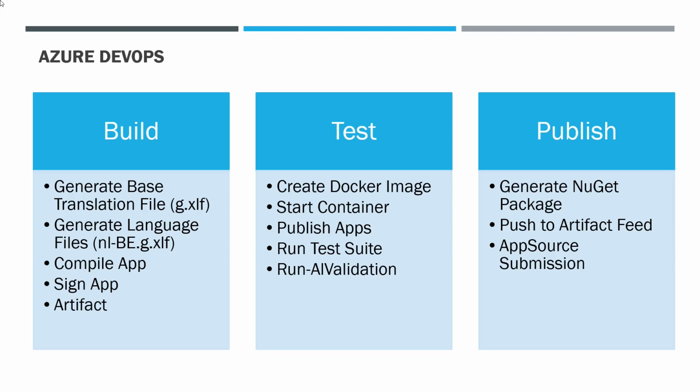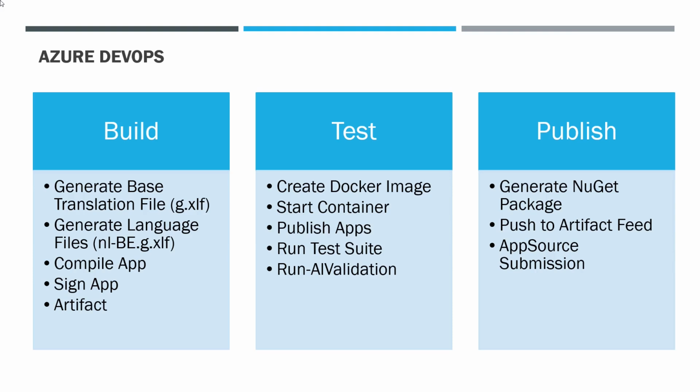So in that case, in our build step, we're going to compile the app twice. The first time to generate that base translation file, and the second time to compile the app including the language files. So there are two times where we're depending on the BC container helper, which we're going to see a little bit of.